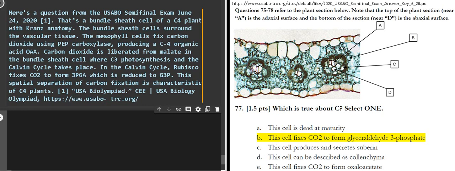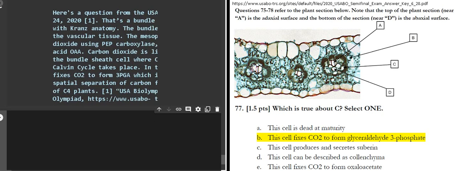In the Calvin cycle, Rubisco fixes CO2 to form 3-PGA, which is reduced to G3P. This spatial separation of carbon fixation is characteristic of C4 plants.